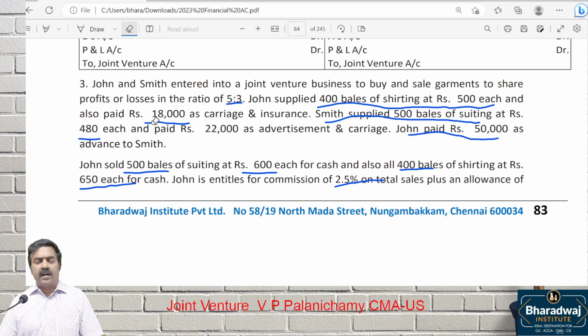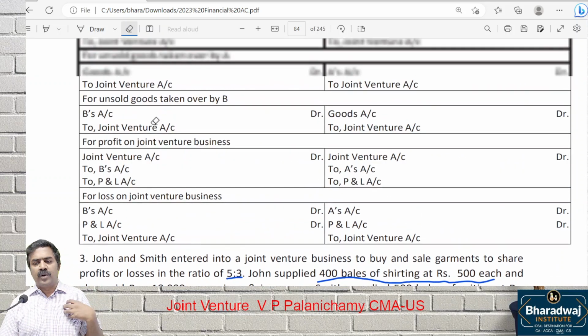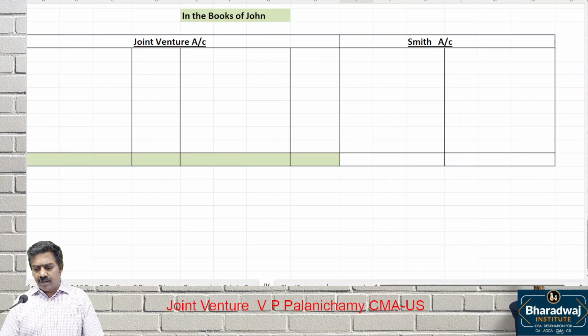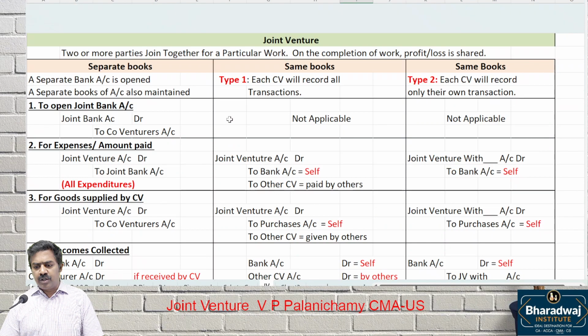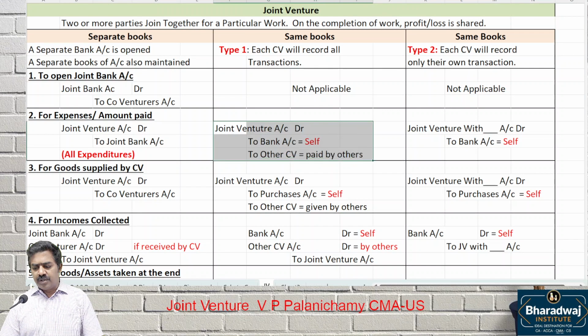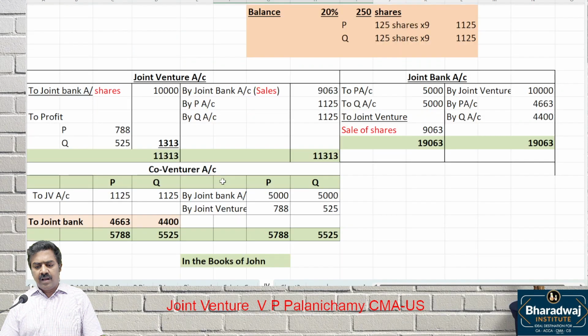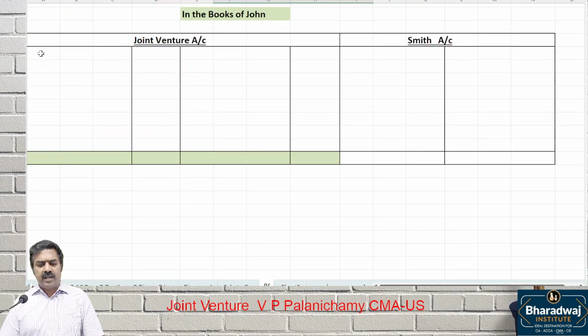In the books of John, let us assume we are John. We are preparing which account? Joint venture account. What is the entry you will pass for expenses paid by us? Joint venture account debit to which account? Bank account. Joint venture account debit to bank account, like that we will pass a journal entry. How will this be posted in the ledger? Joint venture account debit to bank account.